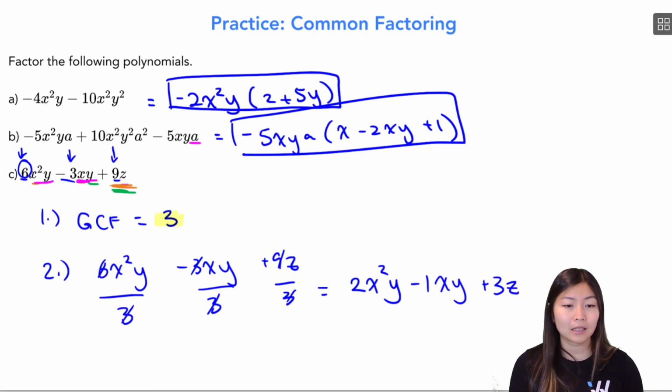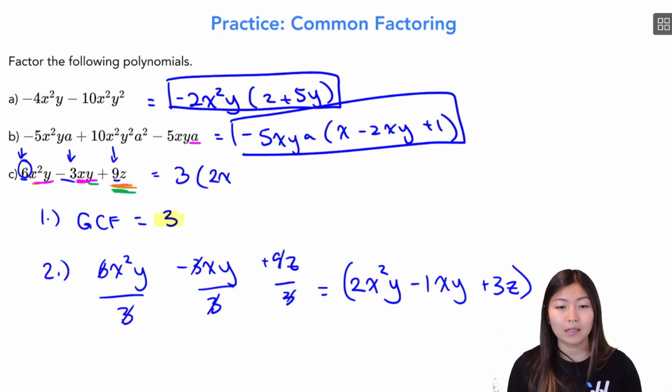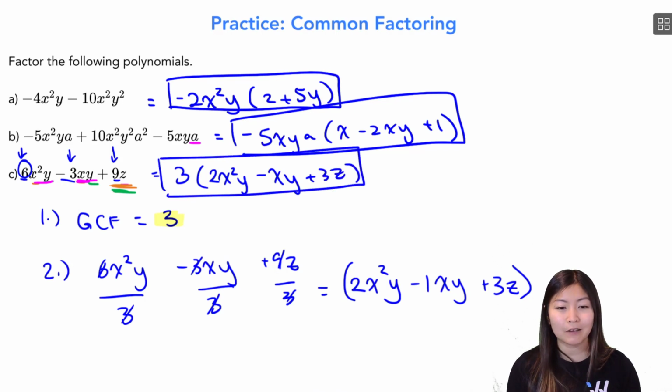So now we see that the GCF is 3, and this is what you have left after you divided out the 3. So we can rewrite this polynomial as 3, and then in brackets, everything that's left over after we divided out the 3. And this, my friend, is the factored form.